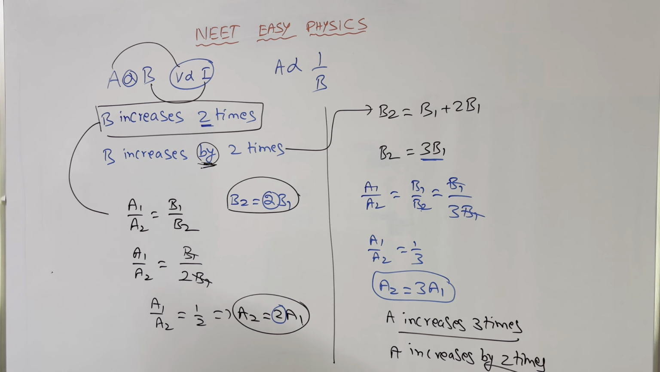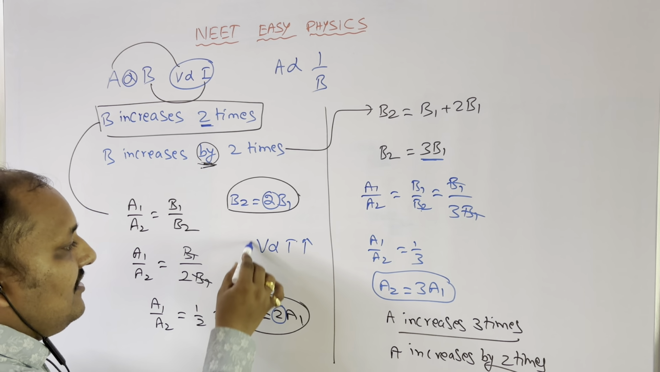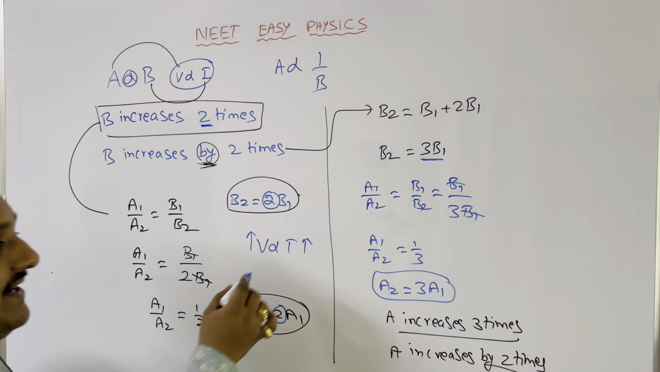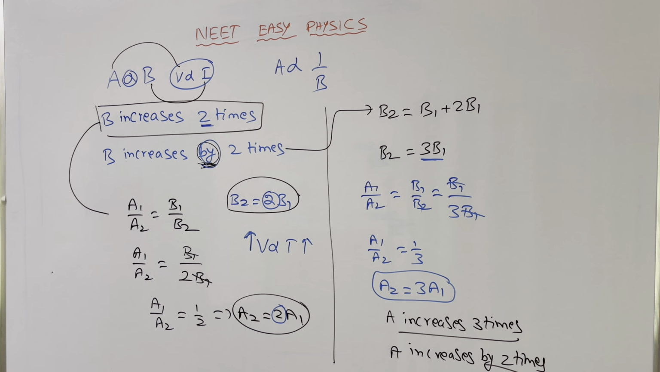If you take Charles' law, volume is directly proportional to absolute temperature. So if temperature increases 2 times, volume also increases 2 times. If temperature increases by 2 times, volume increases 3 times. This is about directly proportional. Just have a look, and we can practice by changing the numbers. Instead of 2 times, by 2 times, you can take 3 times, by 3 times, or 4 times, by 4 times. If you practice like this, you can become perfect on A is directly proportional to B.